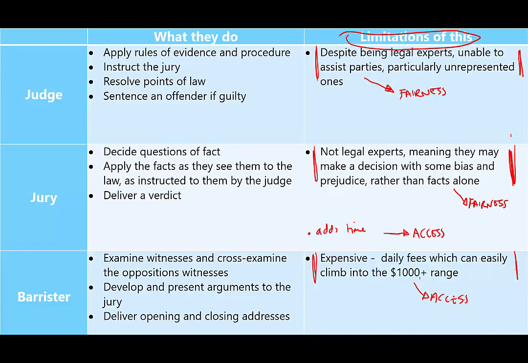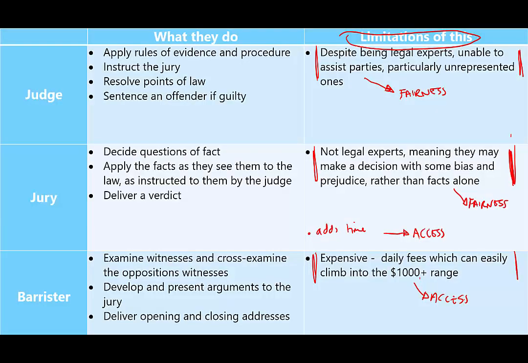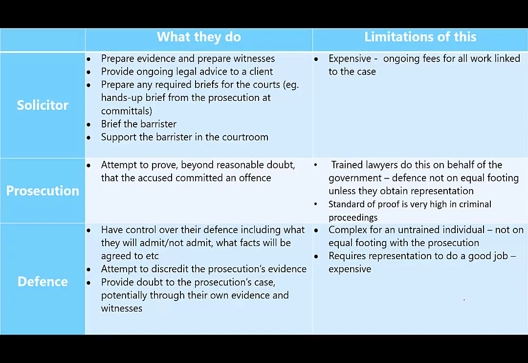And one of the big things in this case study that you could have picked up was Guy's responsible for getting his own legal representation, but he can't afford it. So what are the limitations? Well, it's expensive. If he can't afford it, he might not actually get fairness because he might not be able to pursue his case properly. Solicitor, same deal. Slightly different roles in terms of briefing the barrister, preparing any required briefs for courts, and so forth. But the limitation or issue with this is you need it.